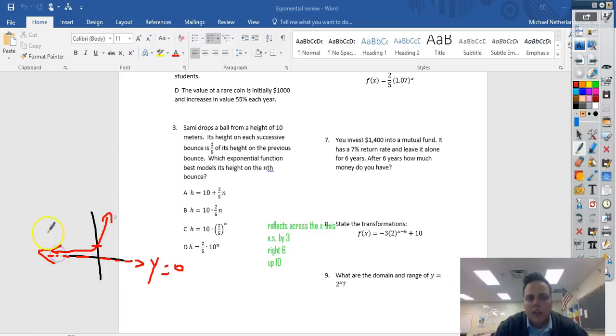So first off, it goes left and right forever, so the domain is just all real numbers. And then the range, well, I am basically from 0 on to infinity. But you'll notice I use parentheses on 0 because I never actually touch 0 because of the asymptote.